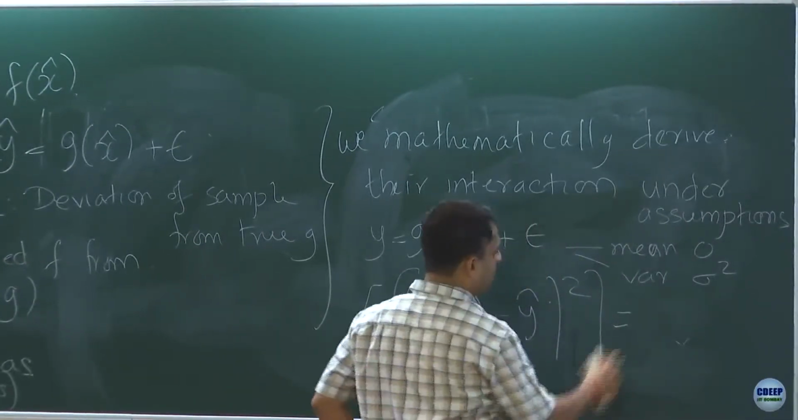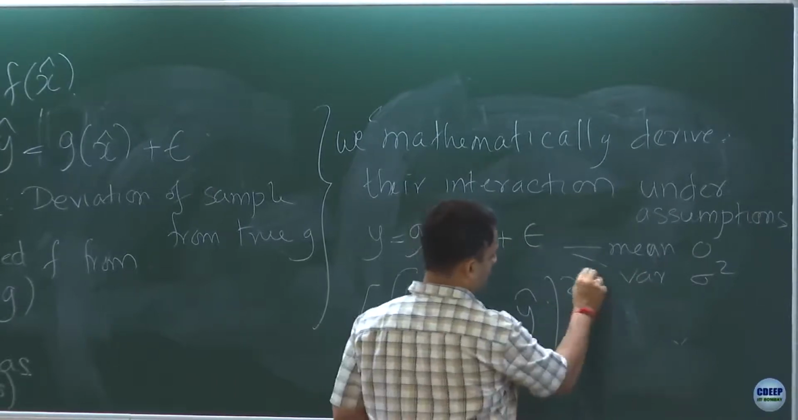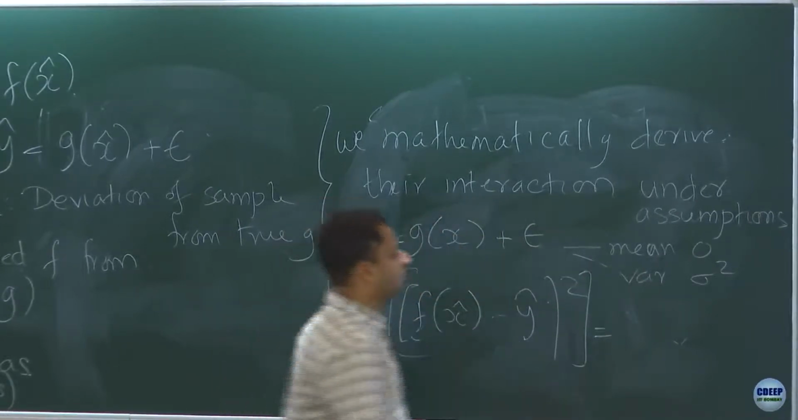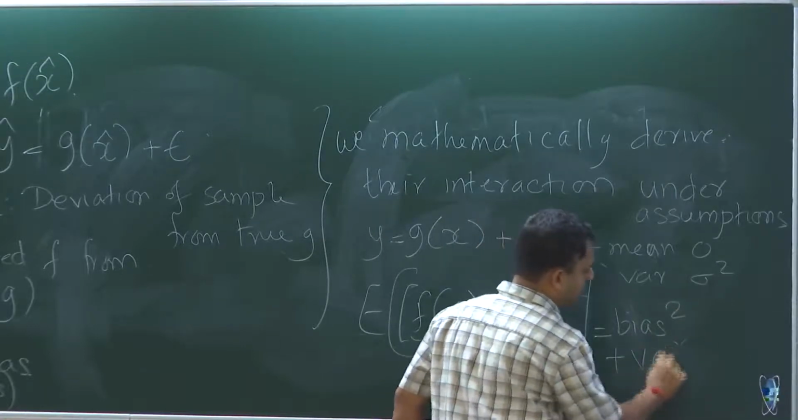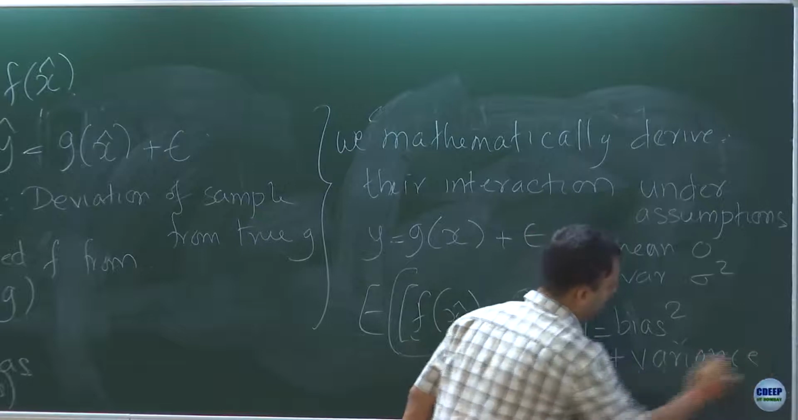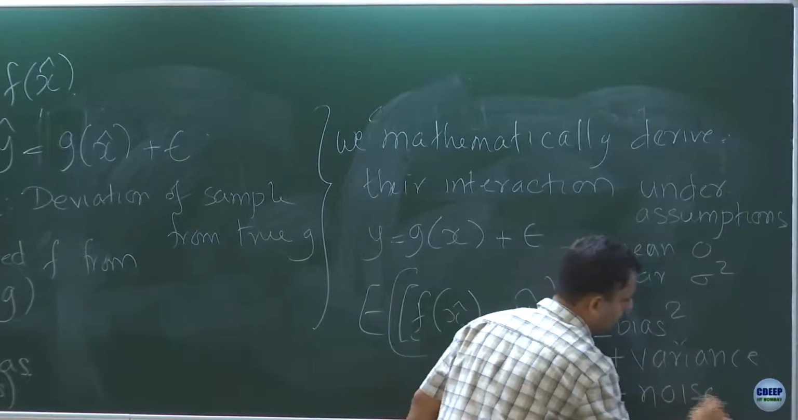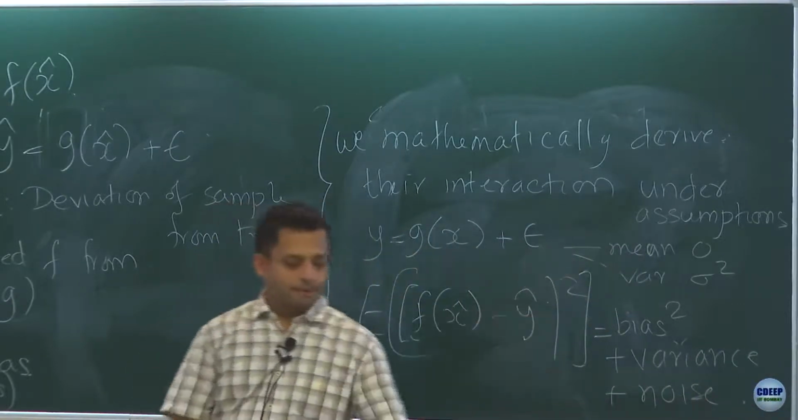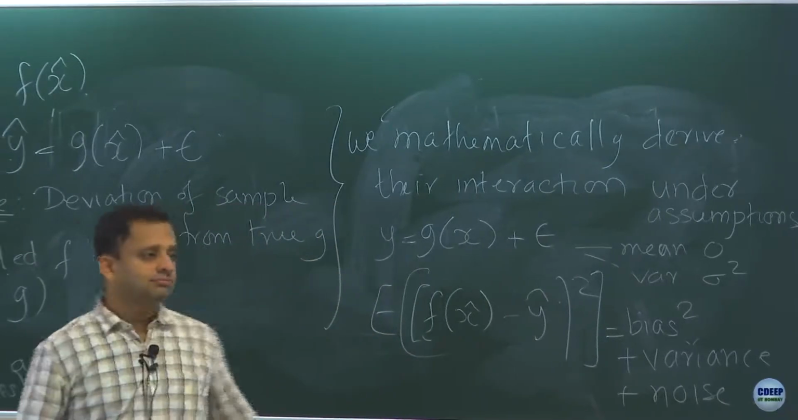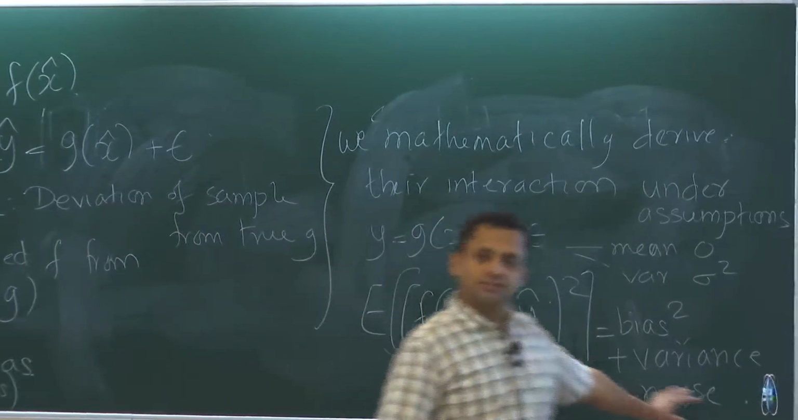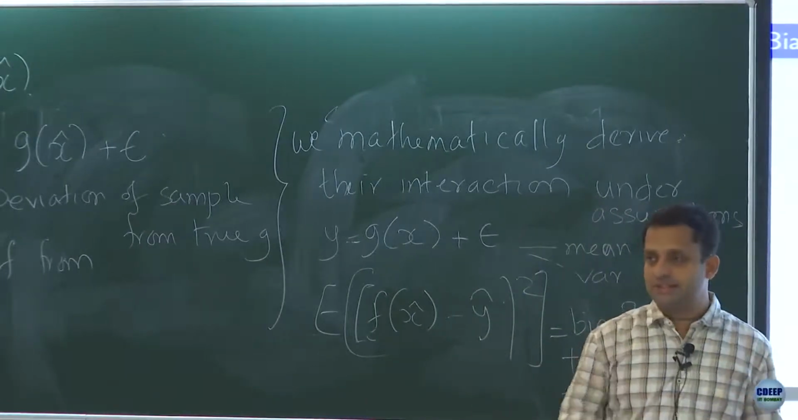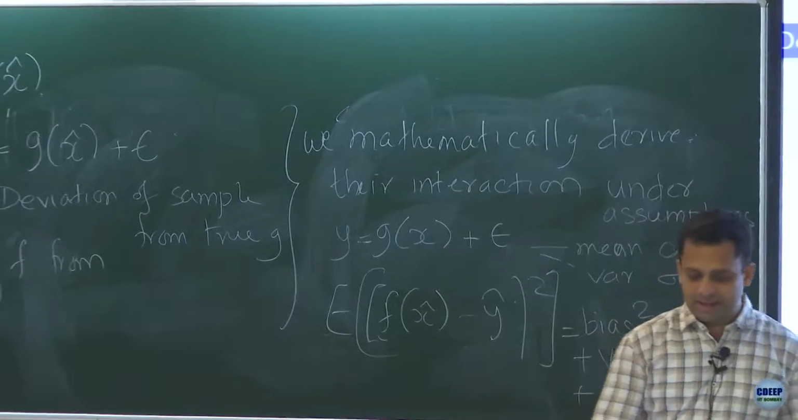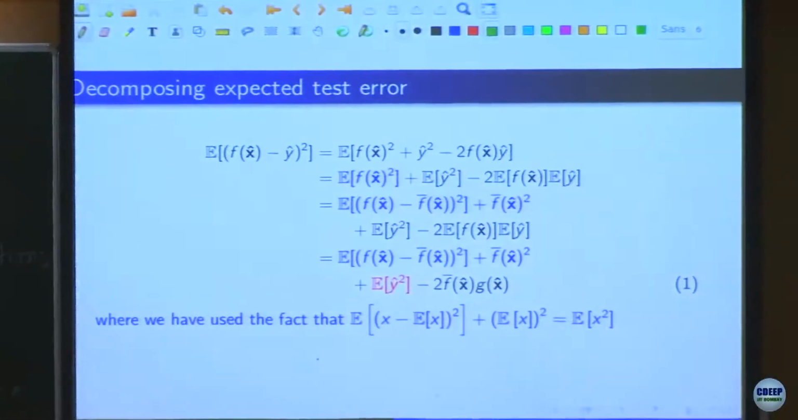Okay, this is what we will decompose, and largely speaking this is what it will look like. This will be bias square plus variance plus noise. This is what it will look like. Okay. So I don't want to leave any suspense. The decomposition is basically this. Now what is this bias? We will see what is this variance. Okay. And I tried to stick to color coding.